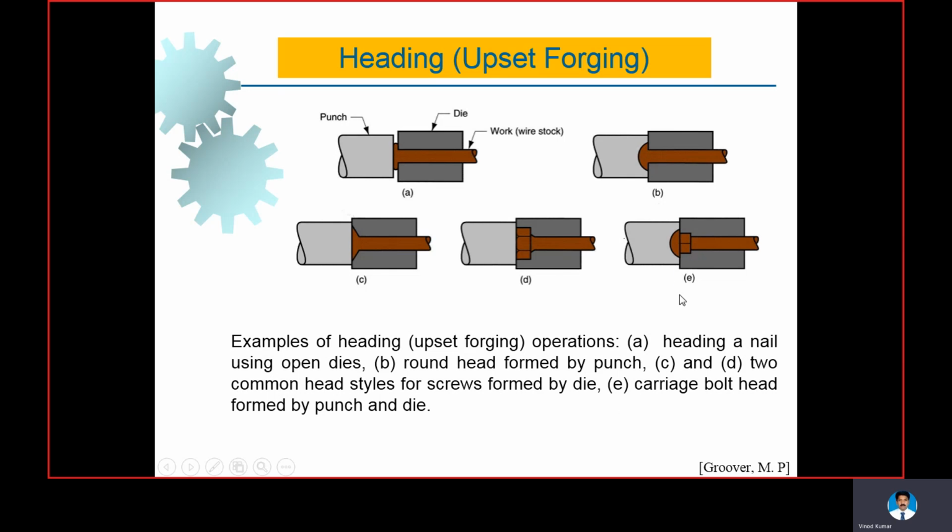for screws, etc. Carriage bolt head formed by punch and die. See here, both punch and die have a shape, and this is called a carriage bolt head formed by punch and die. Similarly, several shapes can be produced, as you could see here. Two common head styles of screws are formed by a die. You can see the die is formed like a bolt head, and then the carriage bolt head is formed by punch and die. Several shapes can be produced by the heading or upset forging process.